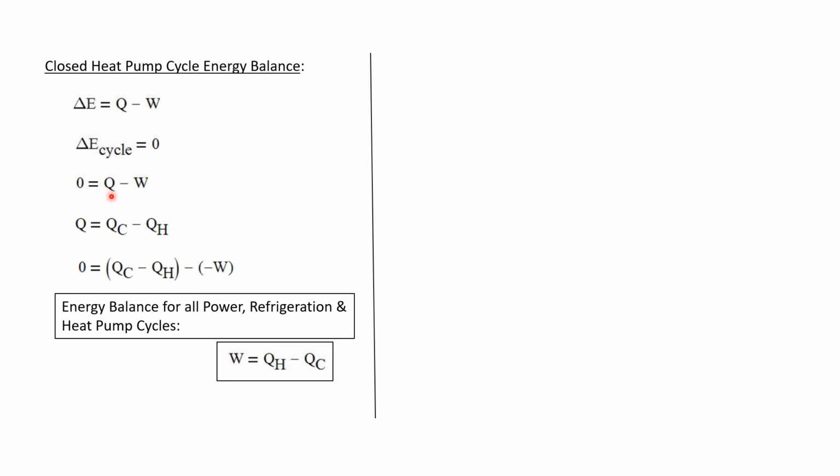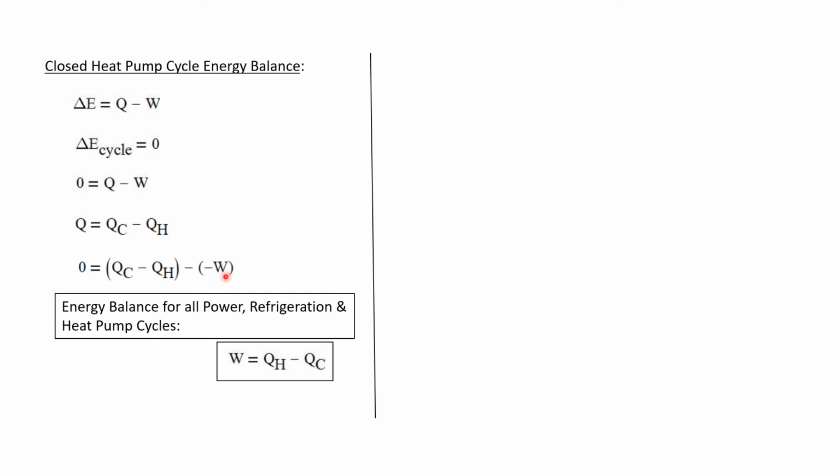But we have to pay attention to signs here. QC is positive because it's delivering energy into our system, and QH is taken as a negative because it is removing energy from our system. So we'll say that Q is QC minus QH, and we'll substitute it into this energy balance. And so we have 0 is now QC minus QH minus the work term.